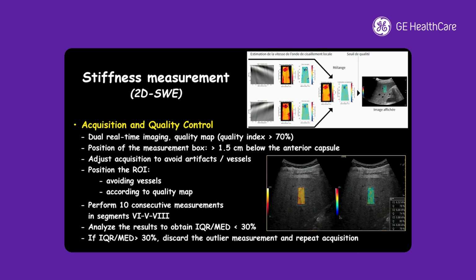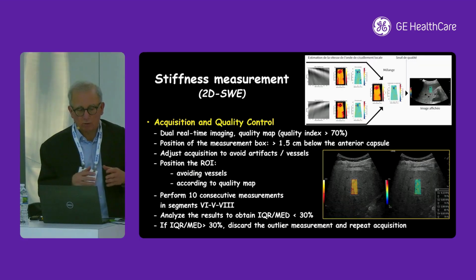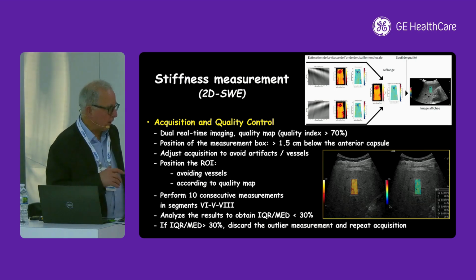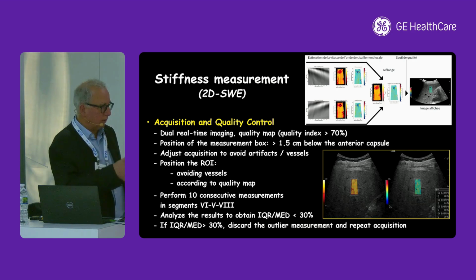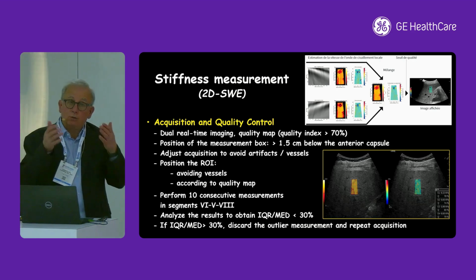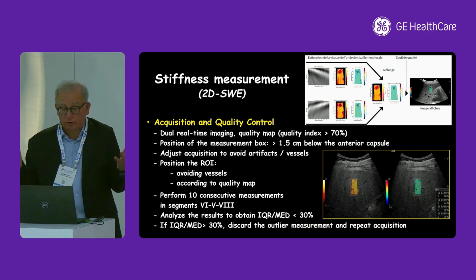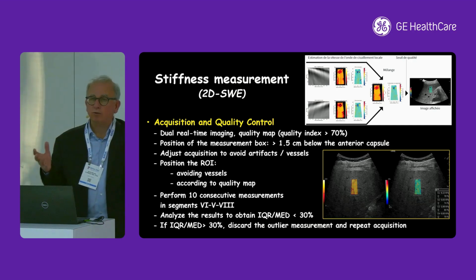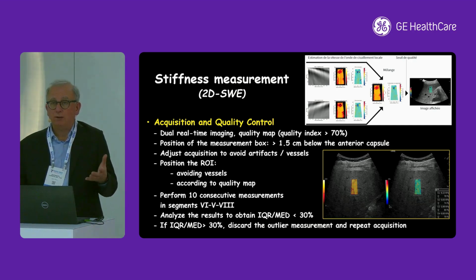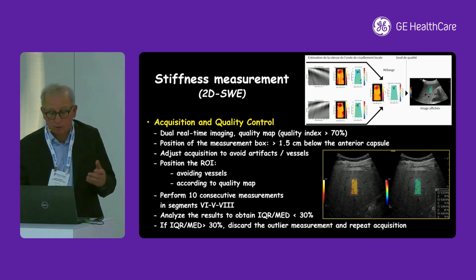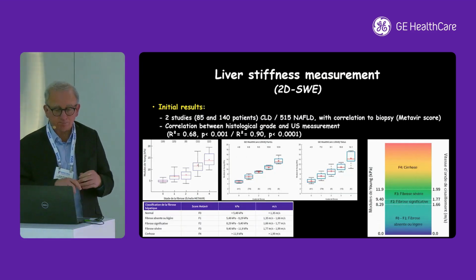And we are investigating how many measurements we should be doing, mainly in segments 6, 5, and 8. You can also use segment 7, but it's more difficult. So just focusing, you do the 10 consecutive measurements, but you should always keep some criticism in your measurements. If you have discordance, or if your interquartile range divided by median is above 30%, you should be excluding some of the out of range measurements and redoing some measurements.